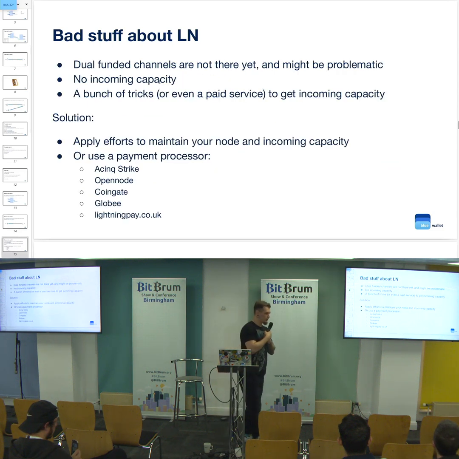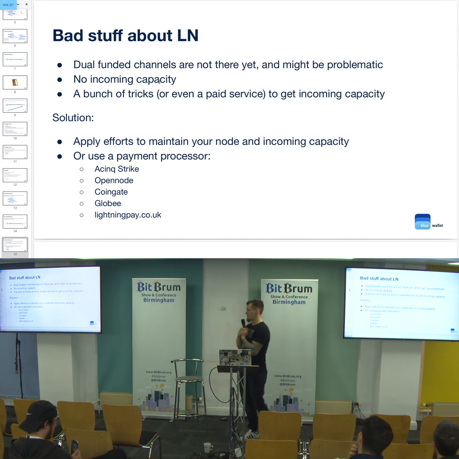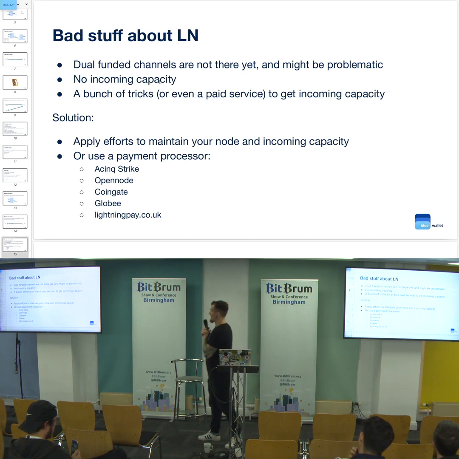So it should be solved with dual channels, dual-funded channels, but it's not there yet. Technically, it's not hard to make dual-funded channels, but the problem is with the incentive. There is no incentive to commit coins with some random party from the internet. So this means no incoming capacity when you're just starting Lightning Network.